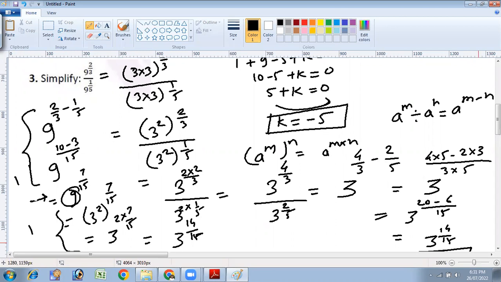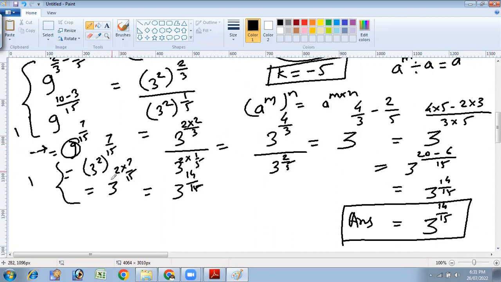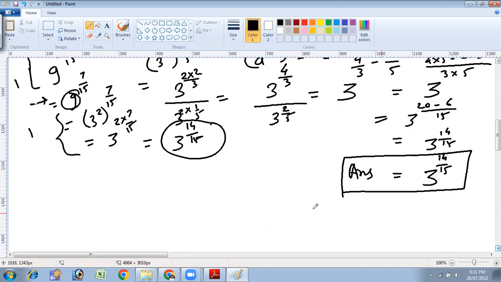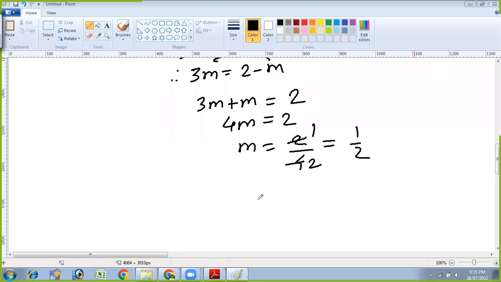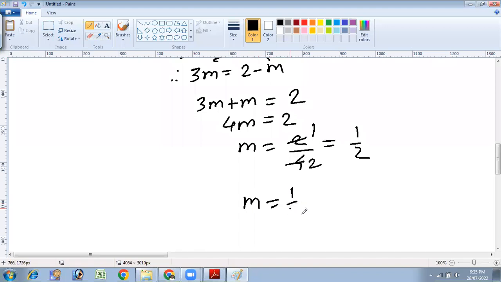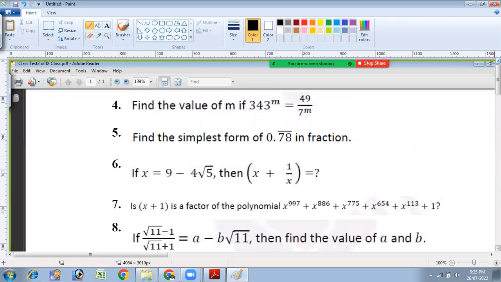Understand? Because we want to simplify this. This is the simplest. Okay, understand? Yes, sir. Value of m is equal to 1.5. Understand how to solve? Look here. Once again, I'm explaining.